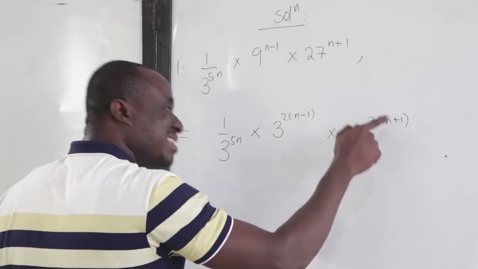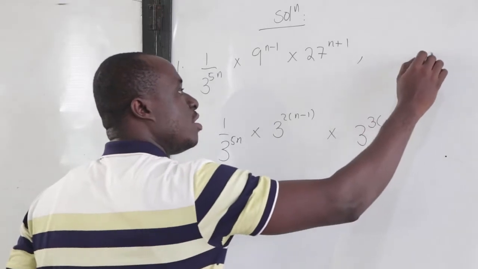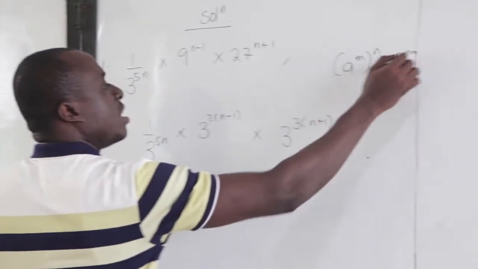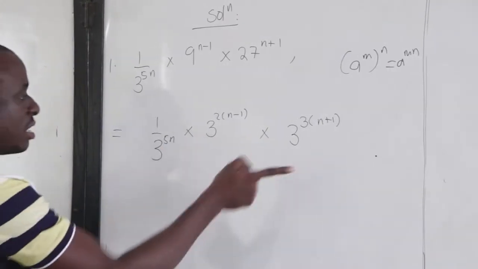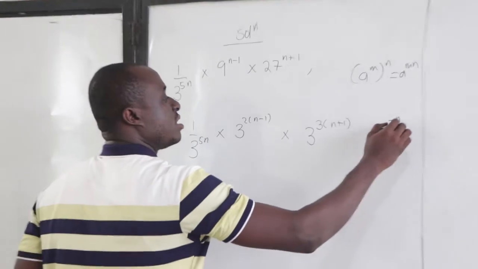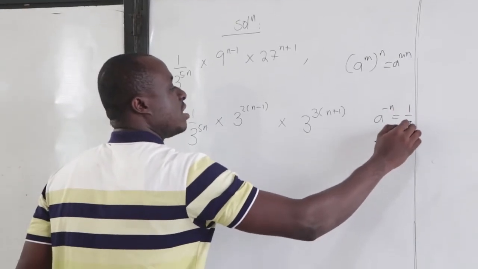And because we are writing it in this way, because if you have a to the power n, all to the power m, that is the same as a to the power n times m, and that is what we have. Now, we also know that a to the power negative n is the same as 1 over a to the n.